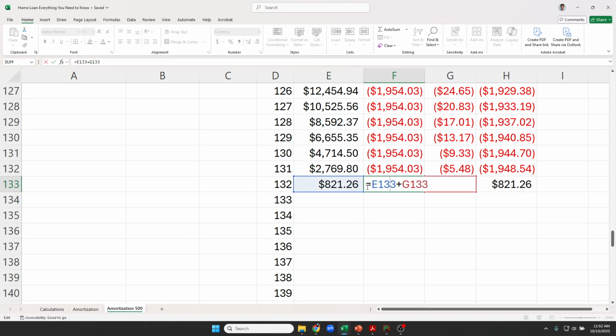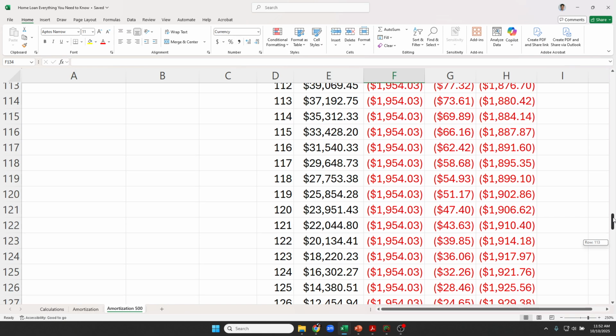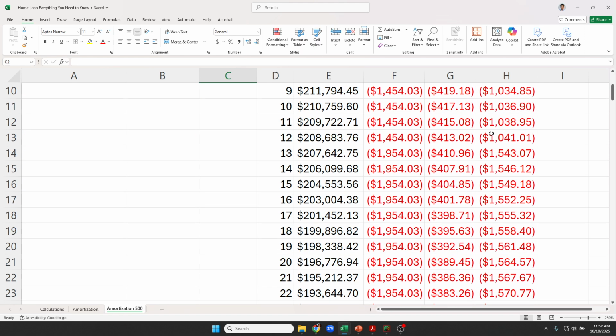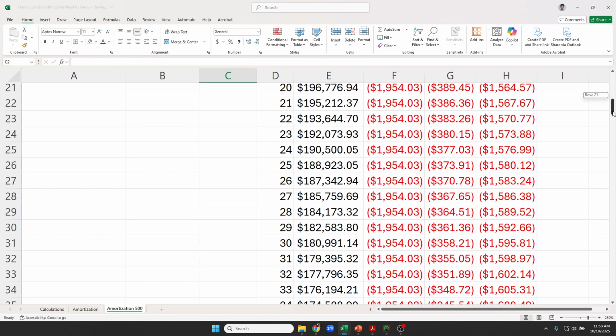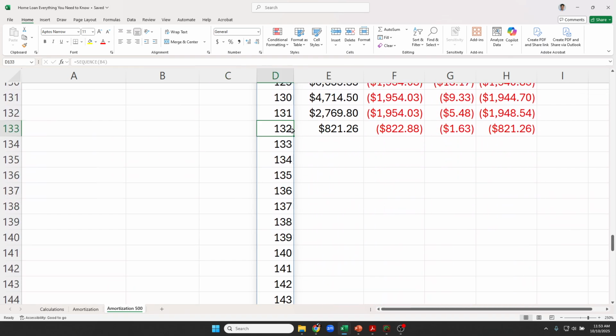Now I'm going to make it negative so that the sign is consistent, and this adds up to $220,000. So as you can see, instead of paying in 180 months, you're paying this loan off significantly early, at 132 months, and the last month payment would be this.